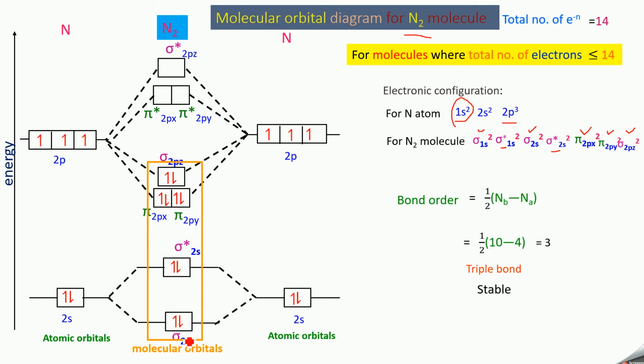There are no unpaired electrons. So all these electrons in molecular orbitals are paired up, so we call this molecule diamagnetic. Here it is a triple bond, stable and diamagnetic, since all the electrons are paired up. There is no unpaired electron. So these are the properties.